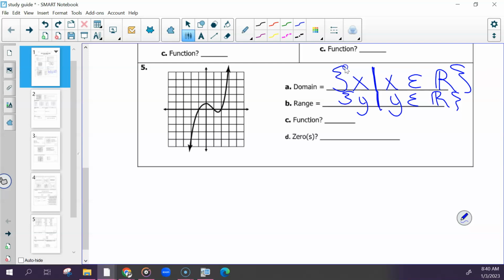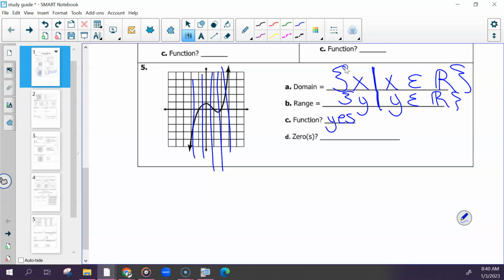This question is kind of tying everything into one: domain and range, function notation. I'm sorry, is it a function or not? And then zeros are intercepts. So is this a function? Does this pass the vertical line test? My lines aren't very straight, but yes.